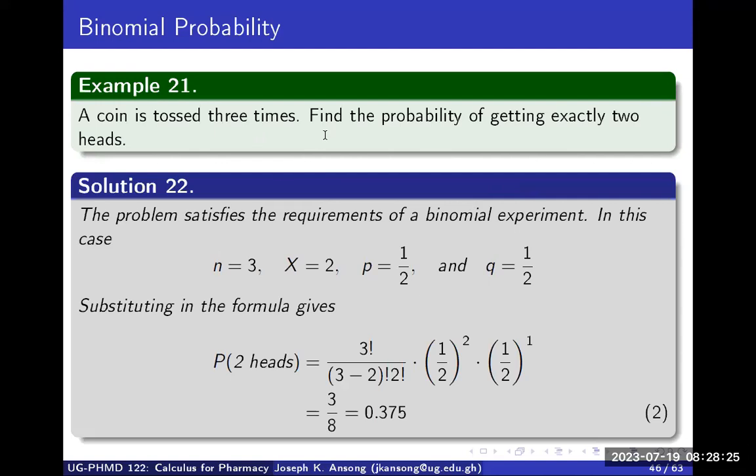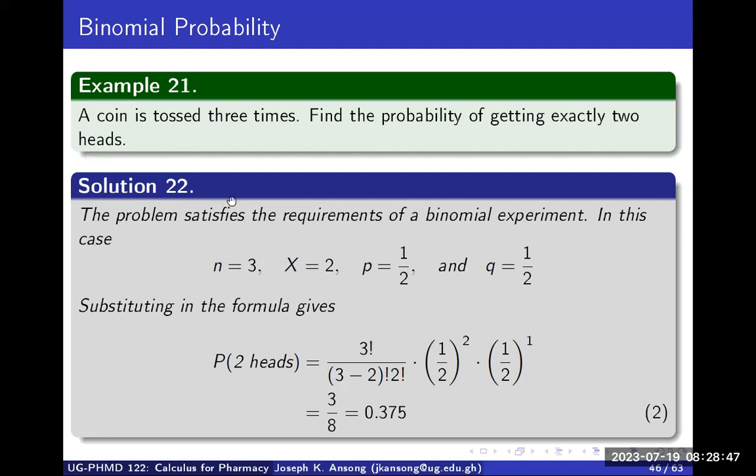You want to avoid sample spaces because, for example, when you toss a coin 10 times, getting the sample space will be much more difficult than when there are just 3. So it's better to use the binomial formula in this case.